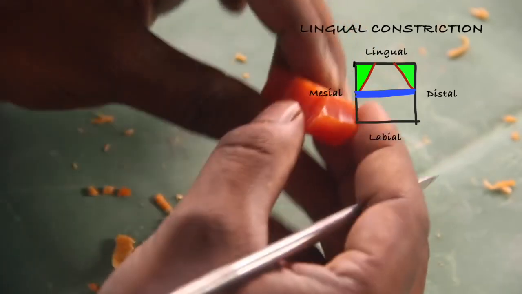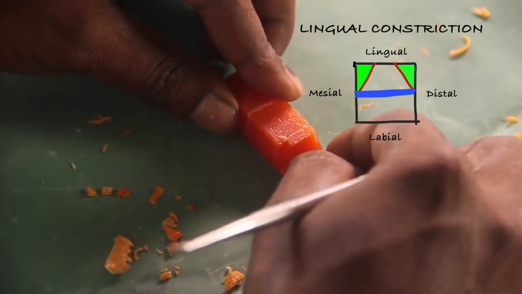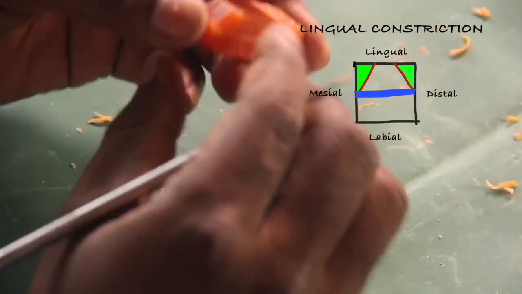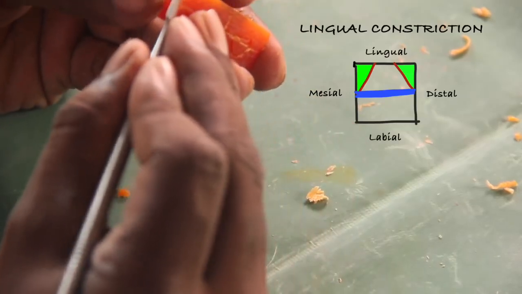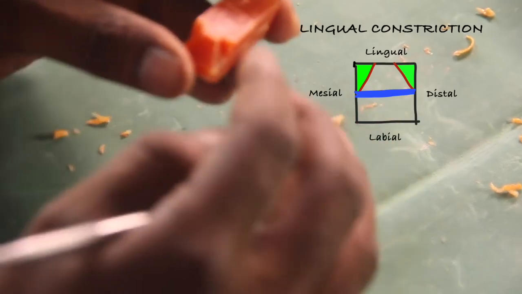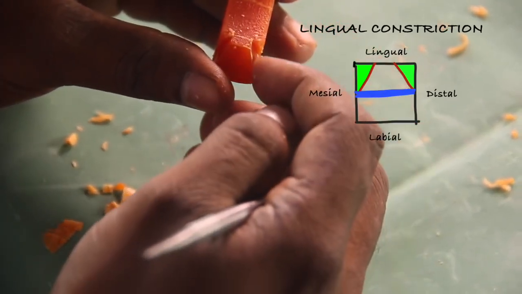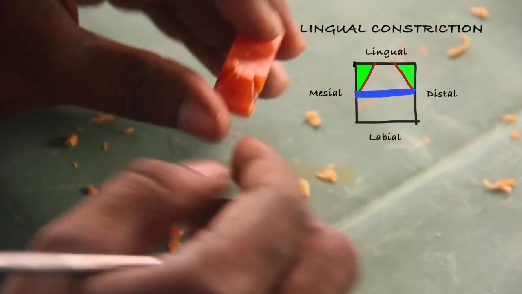Okay, as you can see from this point, it is sloping towards this. Similarly, I am going to give the even sloping on the other side also. It is called a lingual convergence. Don't cross the crown part. Okay, you are not supposed to enter into the root part. You should try to keep it only in the crown part.